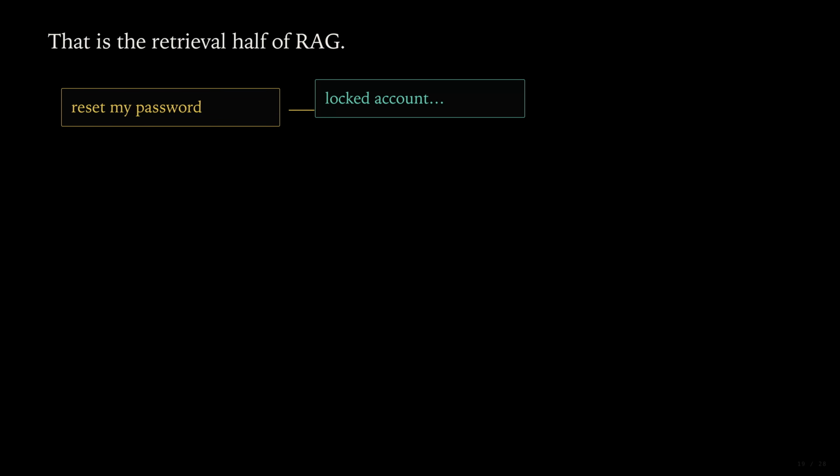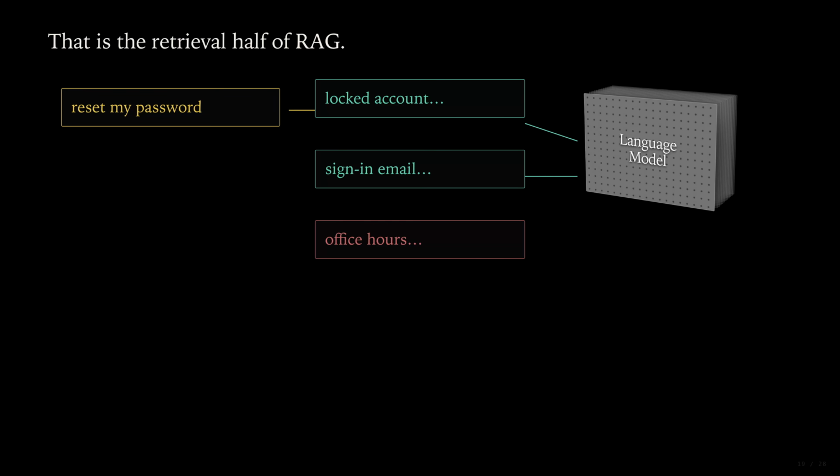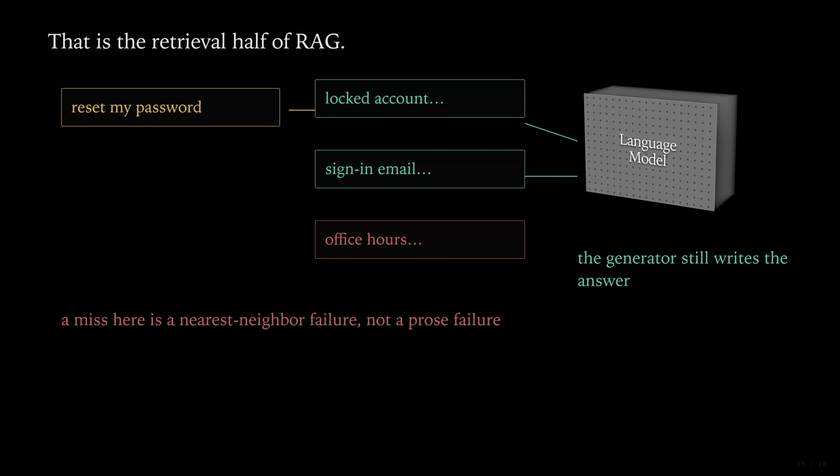That is the retrieval half of RAG. You do not dump the whole library into the prompt. You fetch the few passages whose embeddings sit nearest the question, and you hand those to the language model as context. The generator still writes the answer. The embedding is what decided which passages it received. If retrieval misses, the model cannot cite what it never received. So a lot of what looks like a generation failure is a nearest neighbor failure one step earlier. Fix the index before you blame the prose.